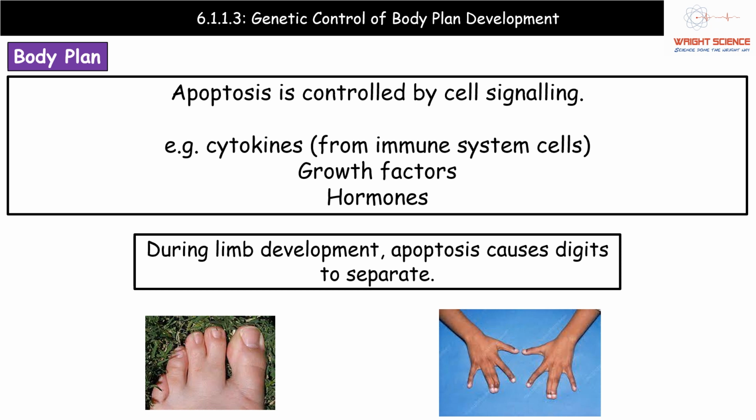So we have cell signalling taking place. We can use cytokines from the immune system in order to obviously remove cells that have potentially been infected. We can use our growth factors, we can use hormones. What we're looking at here are chemicals that are going to be used in the organism to signal between one cell and another that these ones here actually need to be broken down.